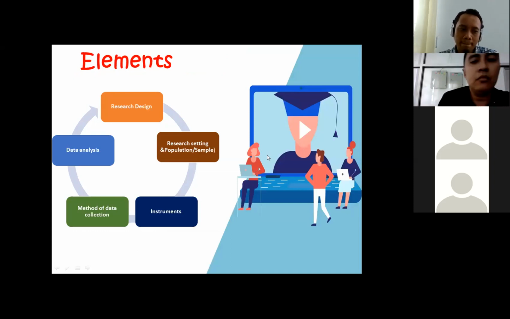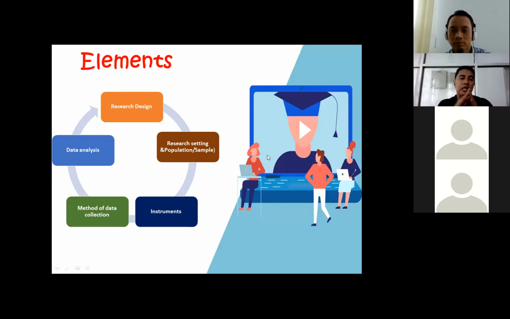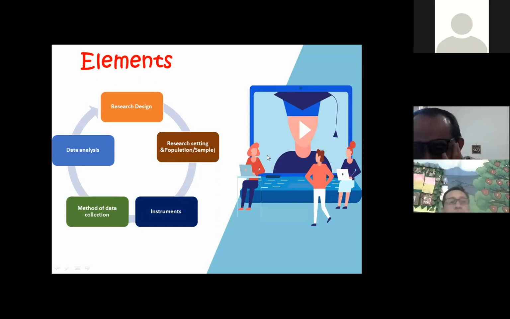So here are the elements. I mean, these are only the general elements in research methodology: design, research setting, population and sample, instruments and method of data collection, and data analysis. But actually, sometimes we find at university that the instruments are not written separately, because they are included in method of data collection.